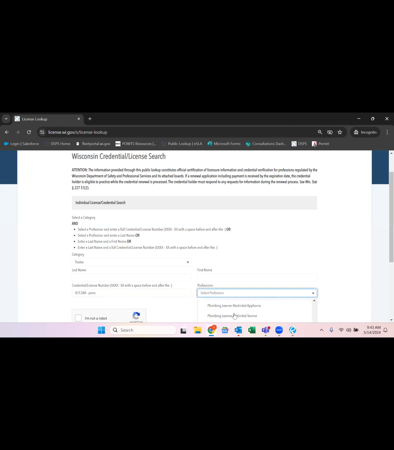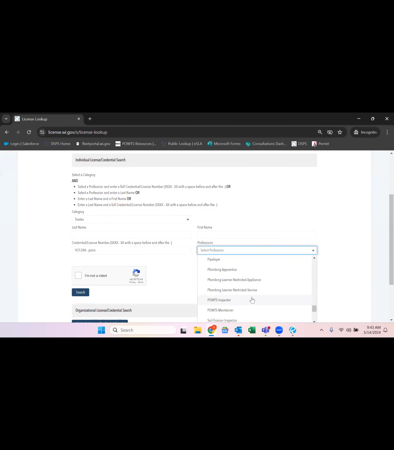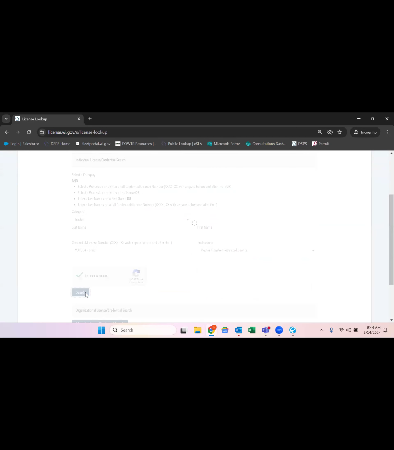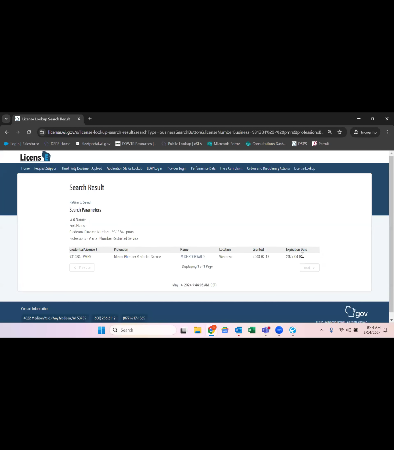And then we have to scroll down to master plumber restricted service, if I can find it. But you have to do both the profession and the suffix, and the suffix has to be perfect. And then you have to do that you're not a robot, which is great. And search. And then this credential holder will come up. For example, if we had searched by Michael, he wouldn't come up. Or if we had searched by 9311384 space dash MPRS, he also wouldn't come up. That's why these suffixes are so important, and why I'll follow up with you in an email.